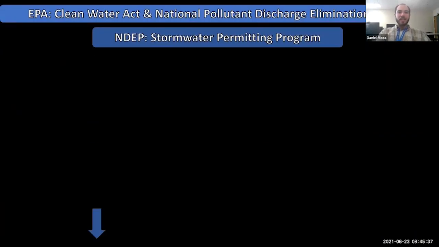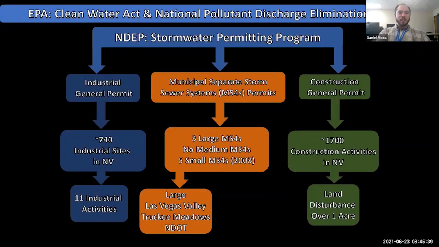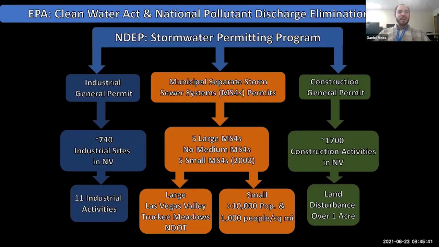So let's move through these little animations here. The EPA created the national CWA and NPDES, the National Pollutant Discharge Elimination System. And let's draw that over to Nevada. So here in Nevada, we have the Nevada Division of Environmental Protection, and we have our stormwater permitting program. And there's three major types of permits.